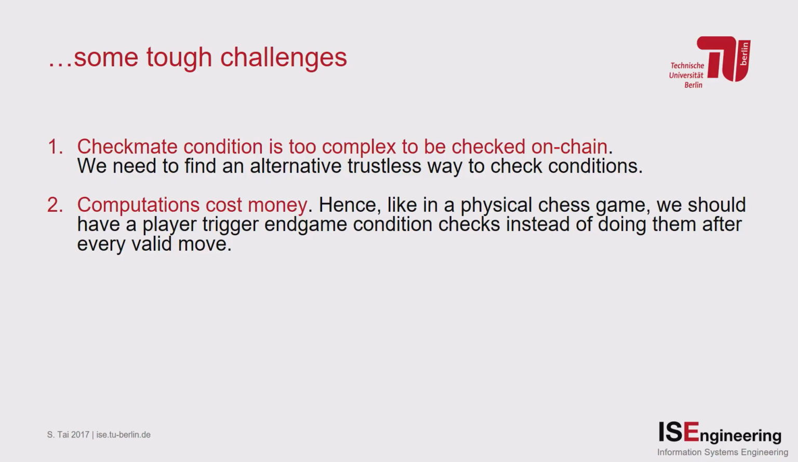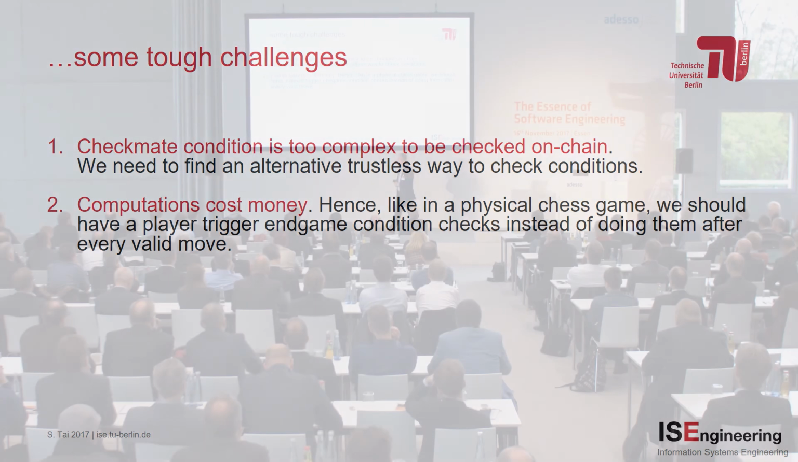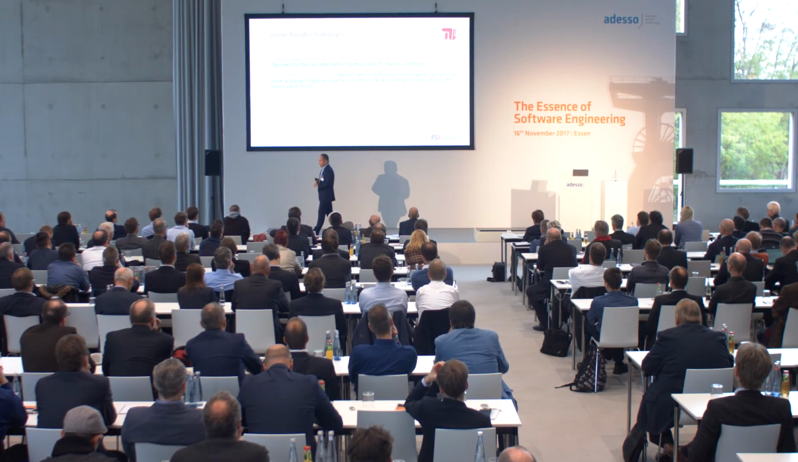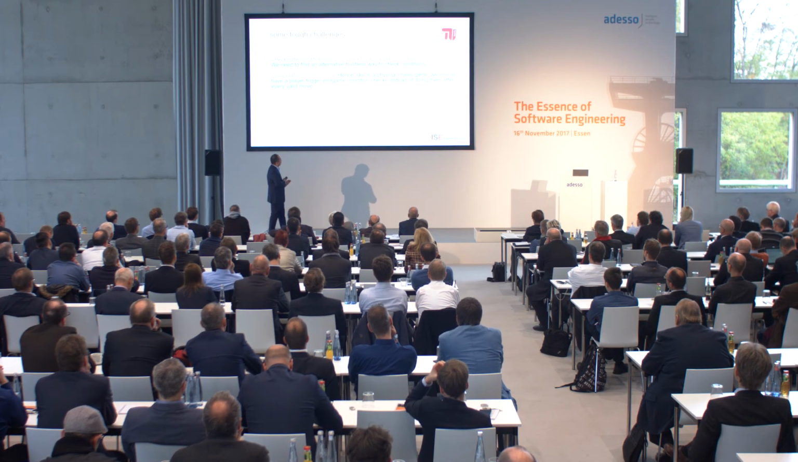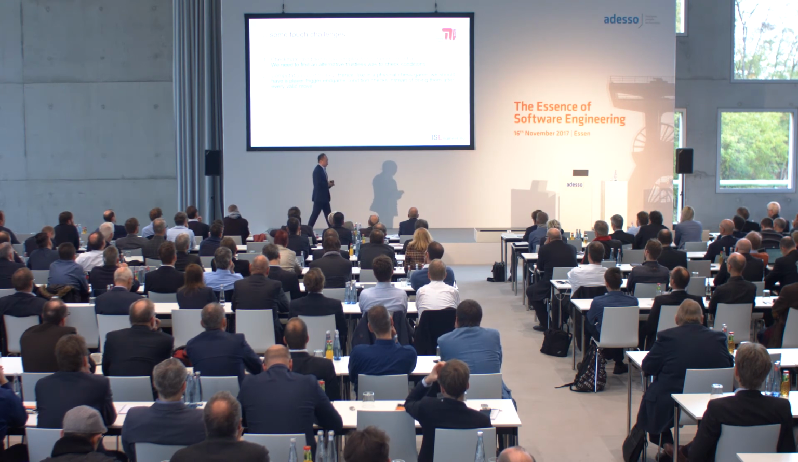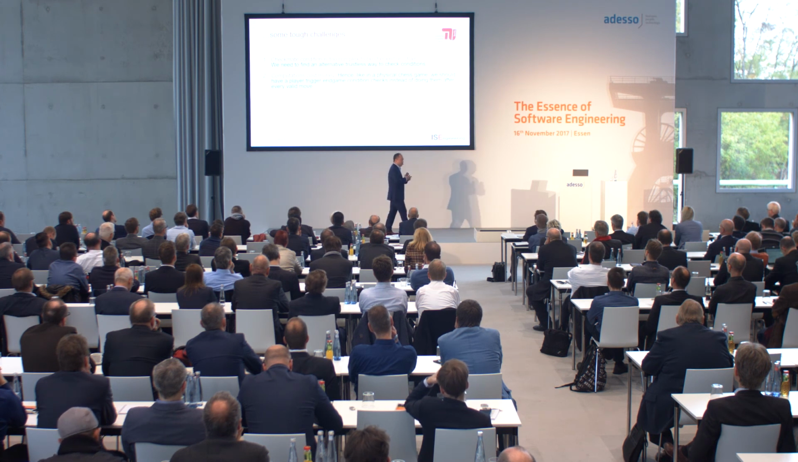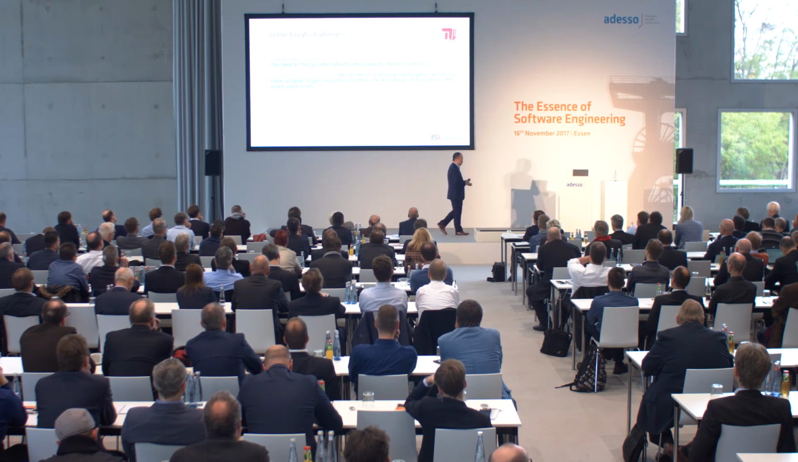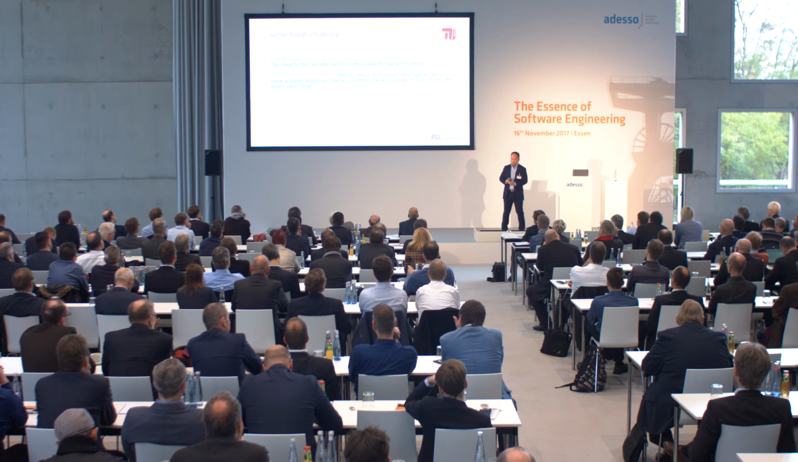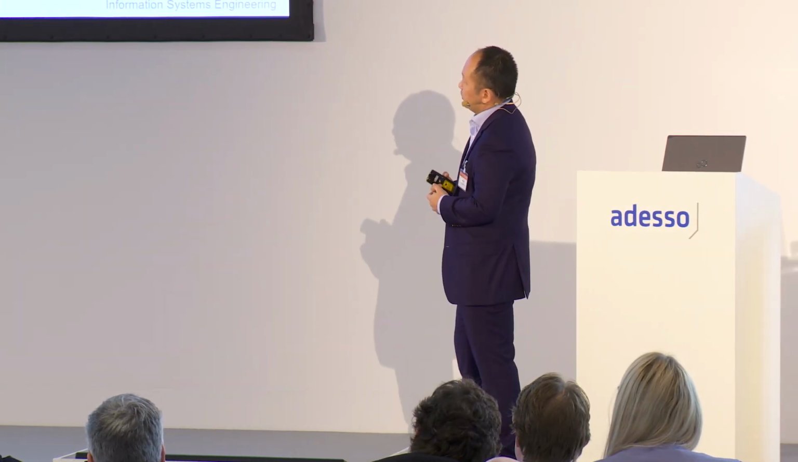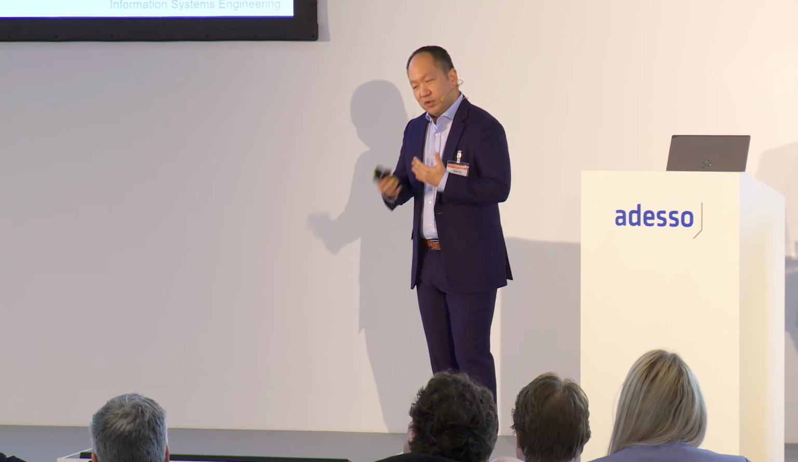Even though it's a simple example, we're not talking about a very large-scale system here, we already encountered quite some tough challenges. First, the checkmate condition is just too complex to be checked on the chain. Right? And if you don't check it on the chain, what would be alternative ways? And I will show you our solution in a few minutes, to do it differently while not violating the property, not introducing trust later on by doing it in a different way. Secondly, all computations cost money. So can we do it differently?